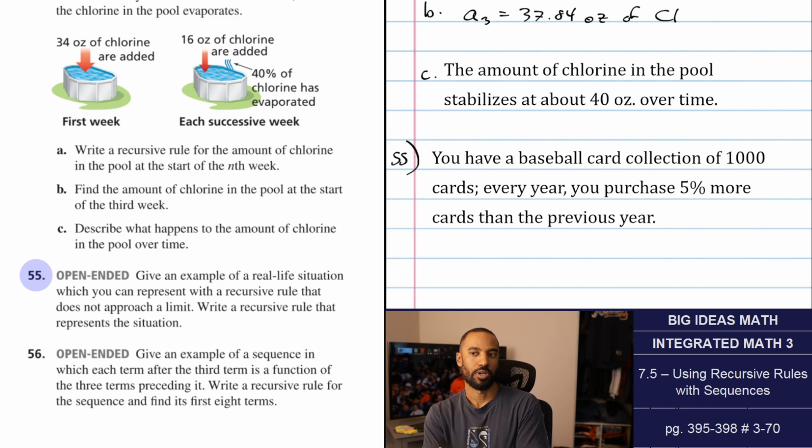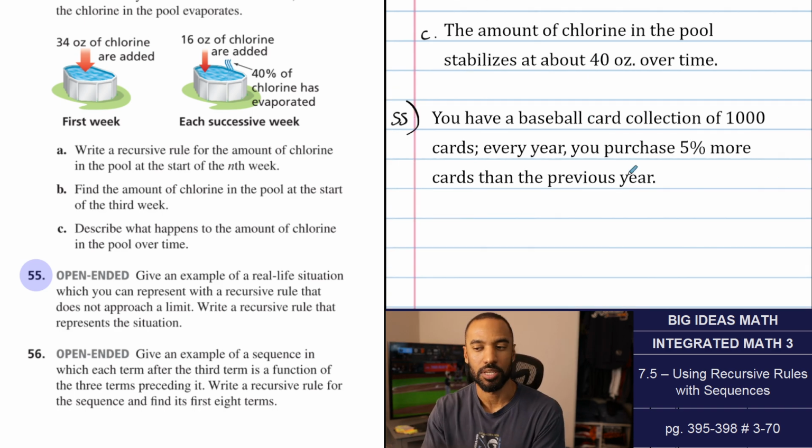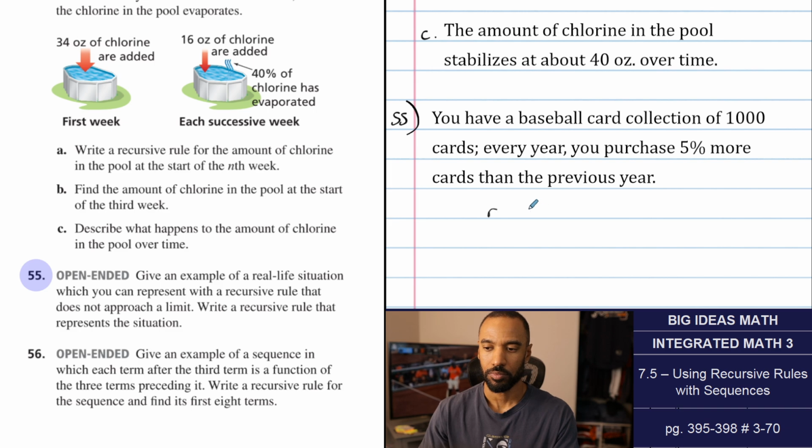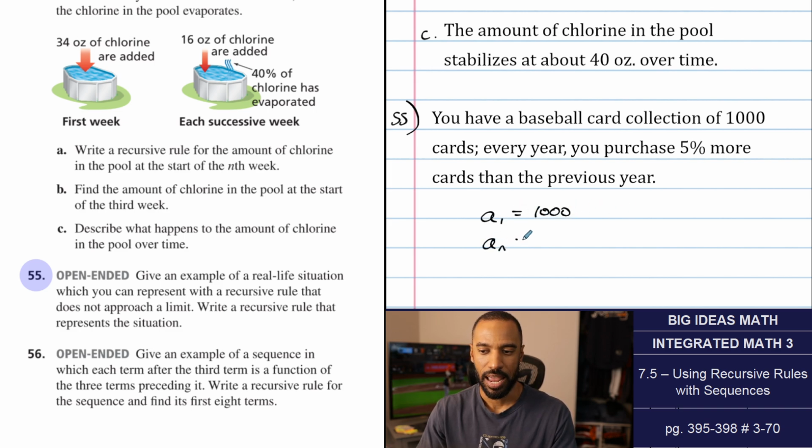You're thinking 5%, Mr. Robinson, isn't 5% 0.05? Yes, it is. Our common ratio isn't 0.05, it's an increase of it. It's 1.05. So my rule is a sub 1 is 1,000 and a sub n is 1.05 times a sub n minus 1. That doesn't have a limit.